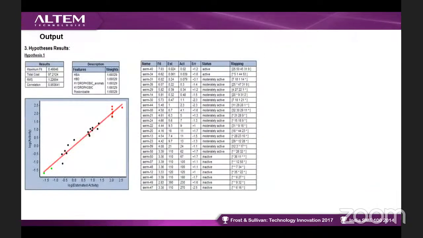Moving on, we get the results like this, showing the maximum fit and total cost, RMS, and then you'll be seeing the molecules with their status, the estimated activity value, and the error. So all these things you'll be getting as printed results, okay? But we need to interpret the results. That is the most important task.